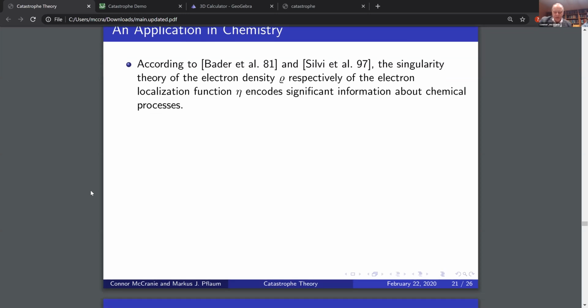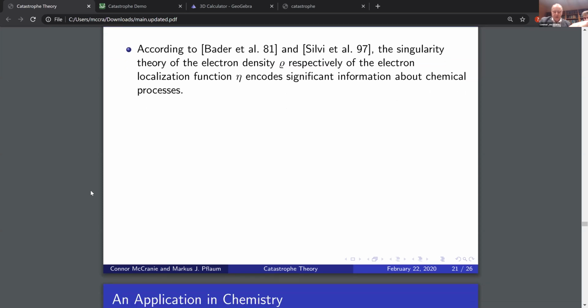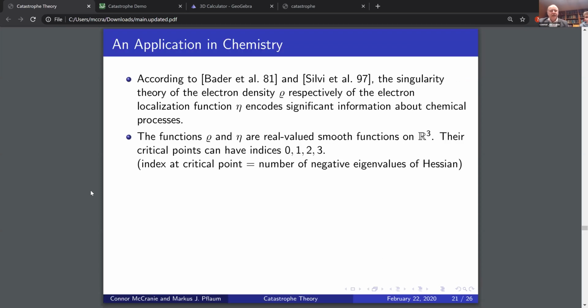Okay, so the function rho is the electron density, and eta is the so-called electron localization function. Those are both real valued smooth functions on R3, and they have critical points, and they have indices 0, 1, 2, and 3. So I use language here from catastrophe theory, or in general singularity theory. The index of a critical point is the number of negative eigenvalues of its Hessian.